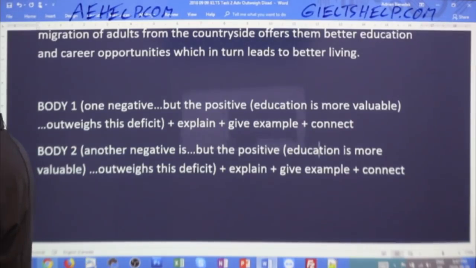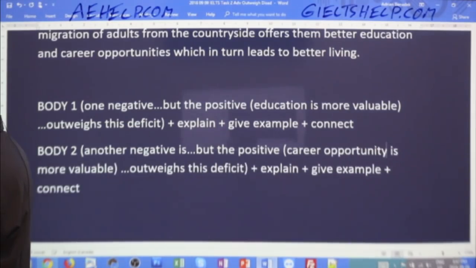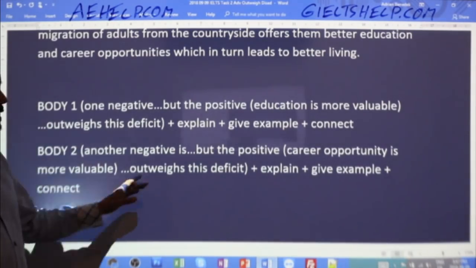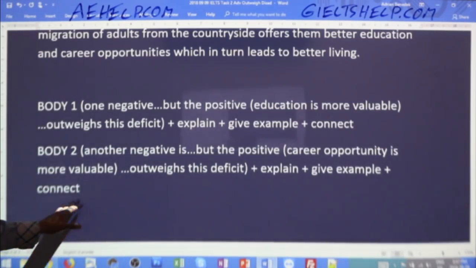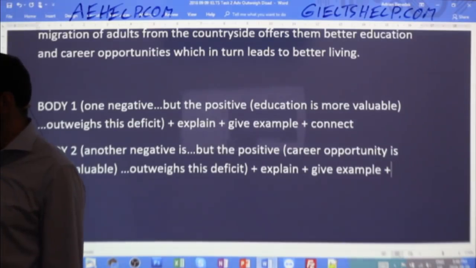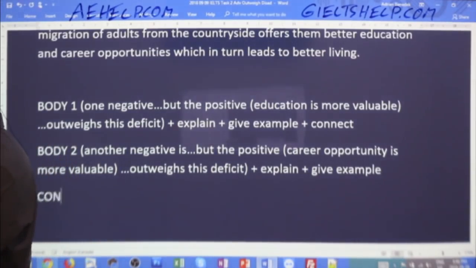So another negative, but the positive, and then the same kind of structure: the career opportunity is more valuable, it outweighs this deficit. Explain, give an example. You don't need to connect in the IELTS. If you have a longer essay in university, you would. And then the conclusion.